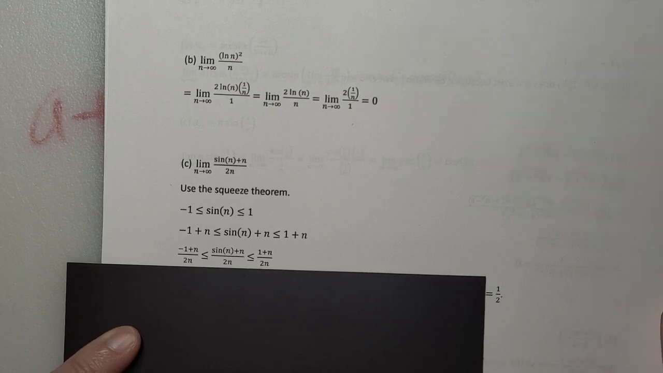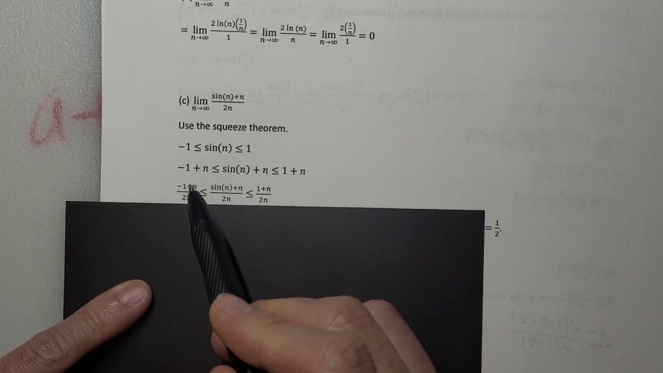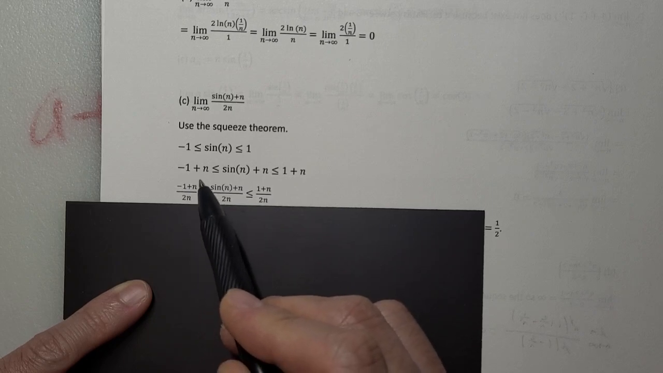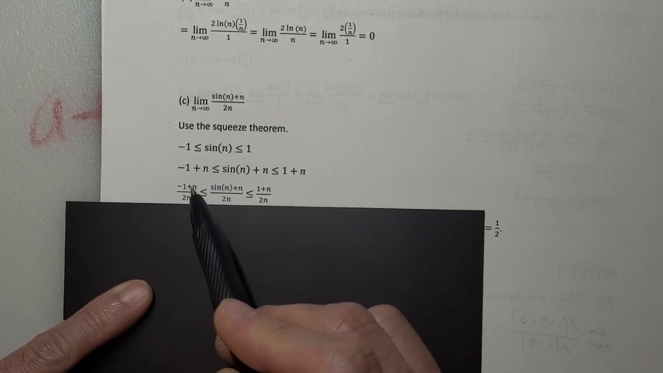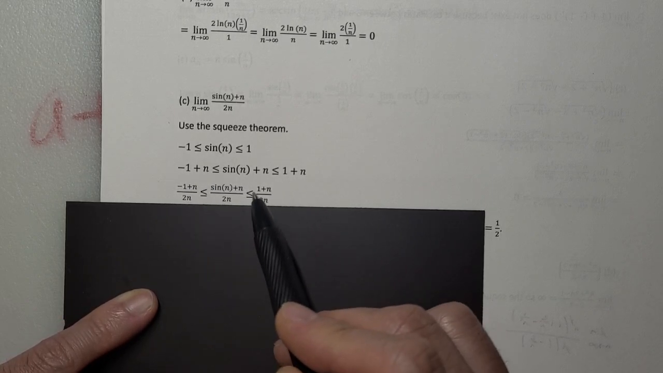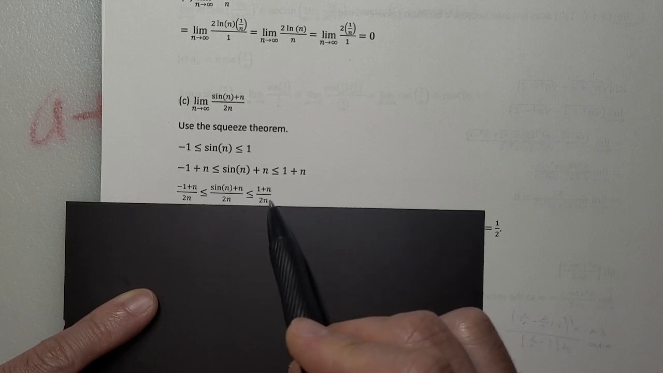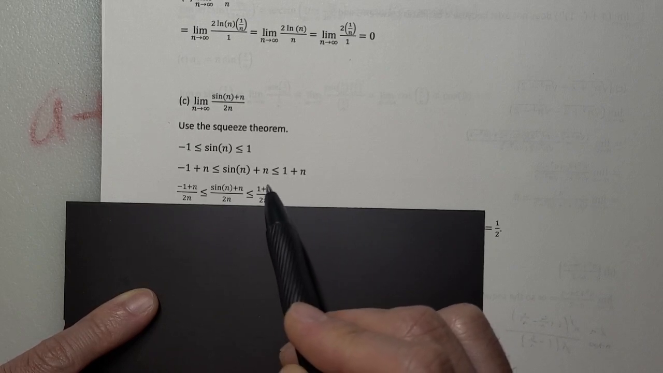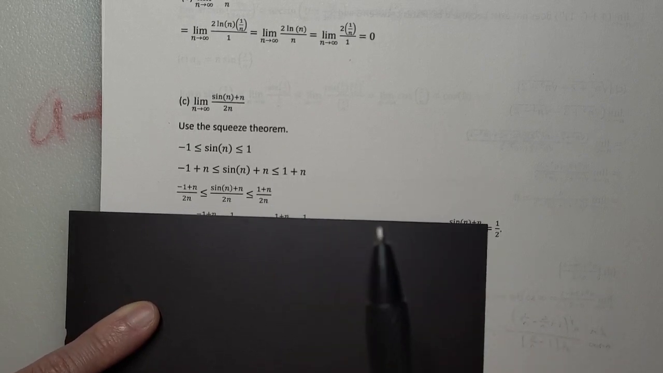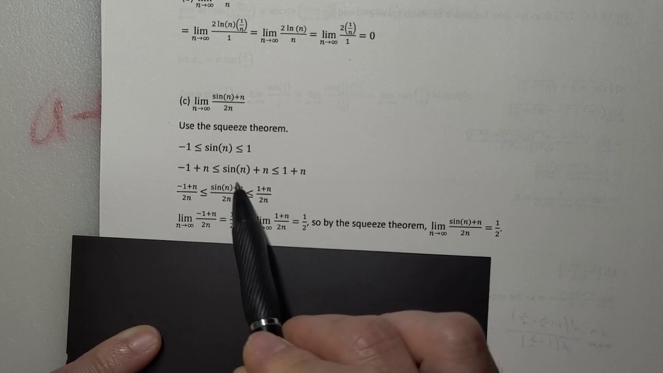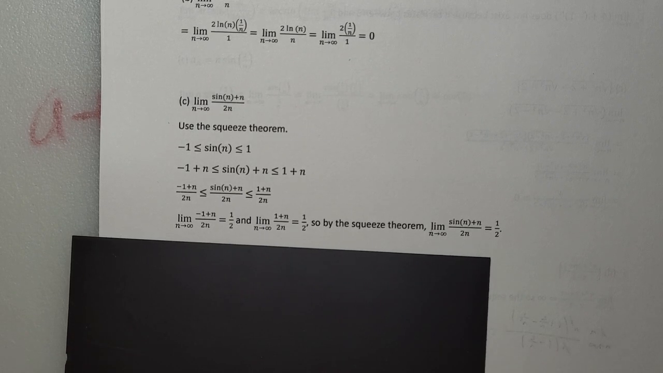Okay? So now we take the limit as n goes to infinity of this guy. It's 1. Again, degree test, they're the same. Take the ratio of the leading coefficients, so 1 over 2. Over here, take the limit as n goes to infinity, same thing, degree test, same. Take the ratio of the leading coefficients, half. Since they're both half, by the squeeze theorem, this guy is also half as n goes to infinity. That's the limit.